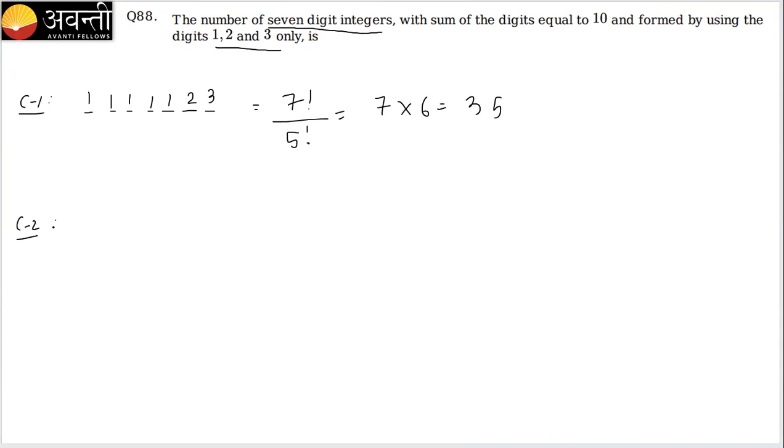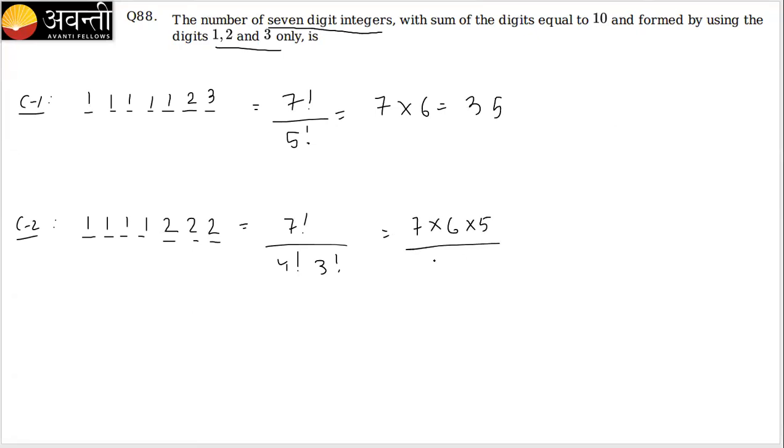Okay, can another case be made? We can write 1, 2, 3, 4. The sum is 4, then 4, 5, 6, 7, 8, 9, 10. Total sum is 10. How many total digits? 1, 2, 3, 4, 5, 6, 7. So here also I'll get 7 factorial upon 4 factorial into 3 factorial. That means 7 into 6 into 5 upon 3 into 2 into 1. So 6 cancels. This will also be 35. Sorry, this will be 42. Correct. 7 6 is 42. And will there be another case?